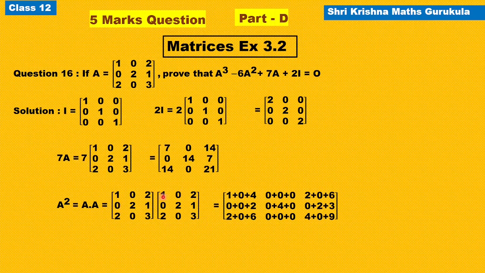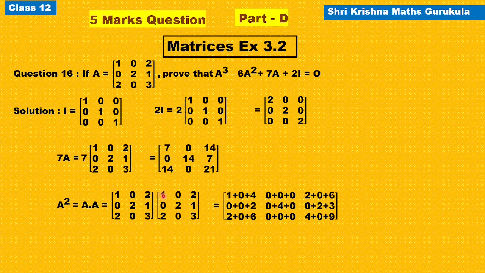Now I will consider second row with the first, second and third column. That is 0 into 1 is 0, 2 into 0 is 0, 1 into 2 is 2, which is 0 plus 0 plus 2. So second row with second column. 0 into 0 is 0, 2 into 2 is 4, 1 into 0 is 0, which is 0 plus 4 plus 0. So second row with third column. 0 into 2 is 0, 2 into 1 is 2, 1 into 3 is 3. So it is 0 plus 2 plus 3.